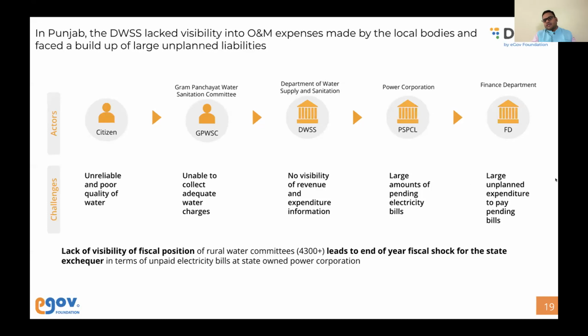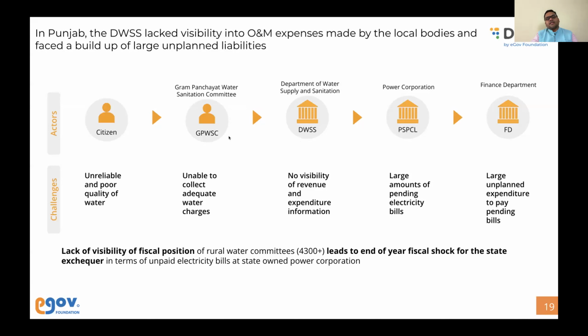set of actors, right? So there are citizens, there are rural local bodies who are in charge of water supply and sanitation in the villages. There's a Department of Water Supply and Sanitation who has a mandate of ensuring that the rural local bodies function as a self-government and are fiscally resilient. And there's the Power Corporation and the Finance Department.